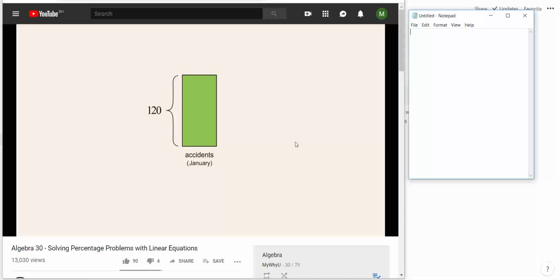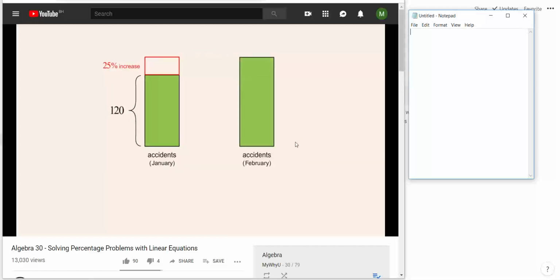If in February the number of accidents increased by 25%, then how many accidents occurred in February? Let's let X represent the number of accidents in February. The increase in accidents was 25% of the number of accidents in January, or 25% of 120. Since the decimal equivalent of 25% is 0.25, we can write this increase as 0.25 times 120.